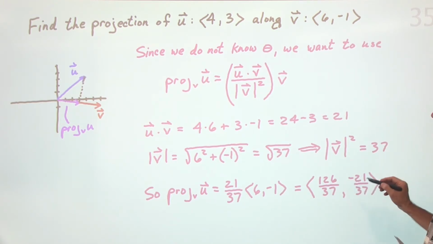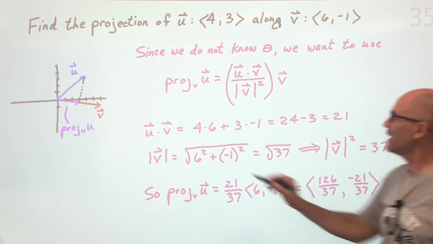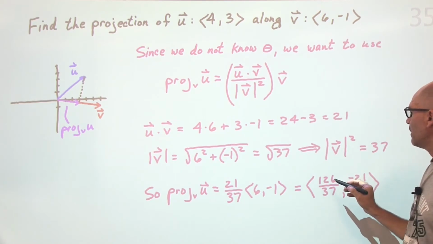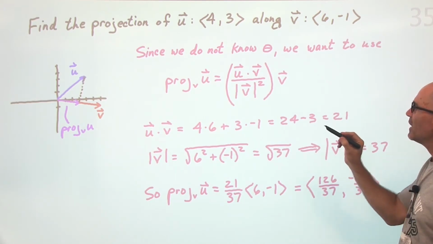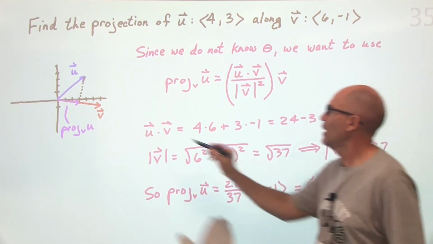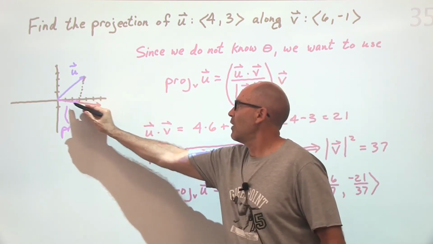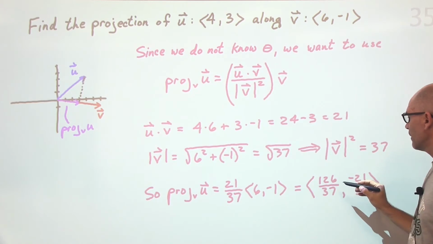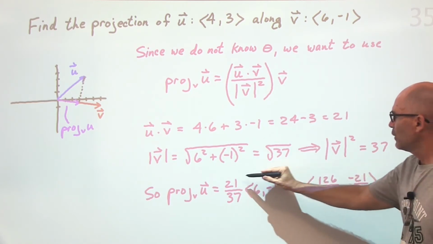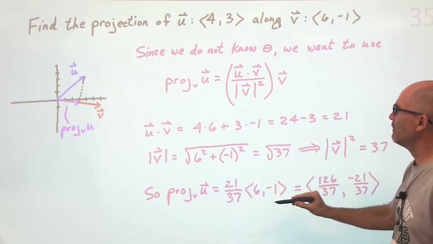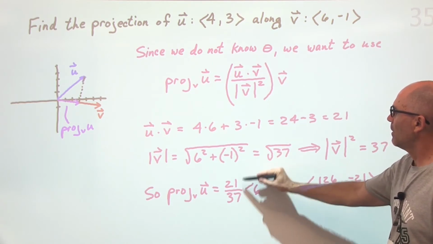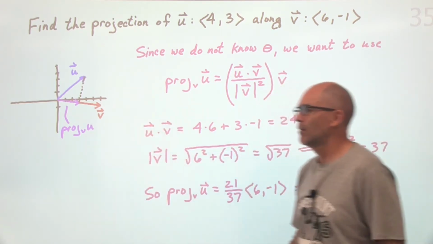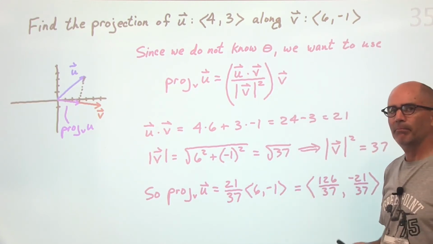So that basically shows what we see in the purple right here, that it's still a 6-to-1 ratio, 6 right, 1 down, because it's in line with vector v, but it's only 21/37 of vector v, which is a little more than half of vector v. So, piece of cake.